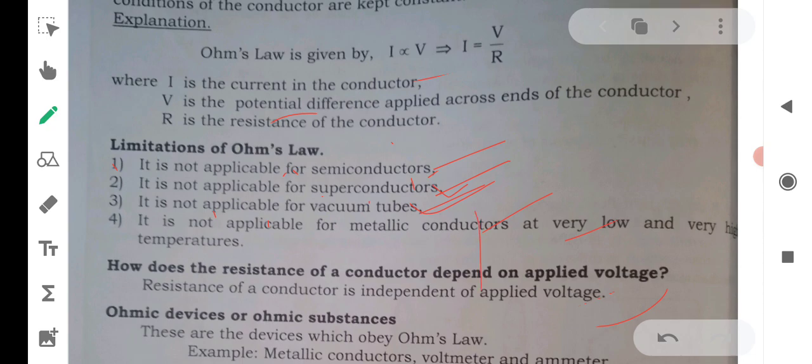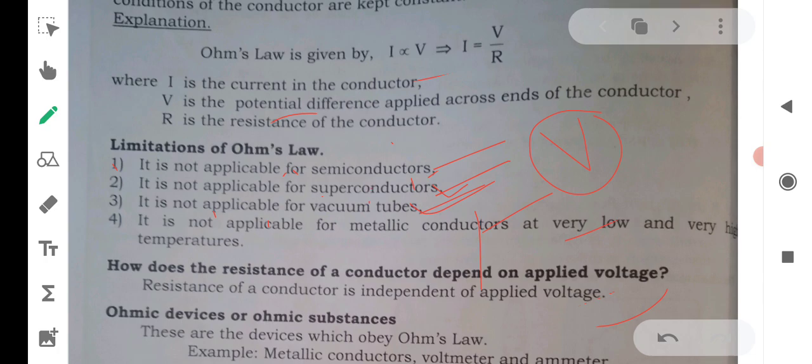Now the question is, how does the resistance of a conductor depend on applied voltage? The resistance of a conductor is independent of applied voltage. Here V means potential difference, but the resistance is independent of the applied voltage.